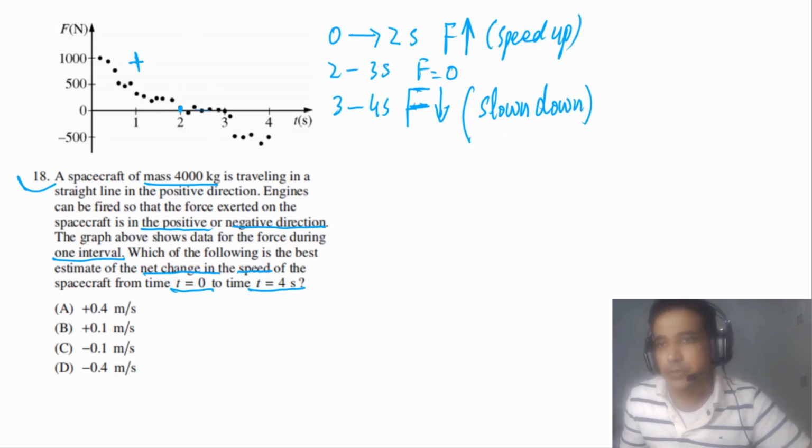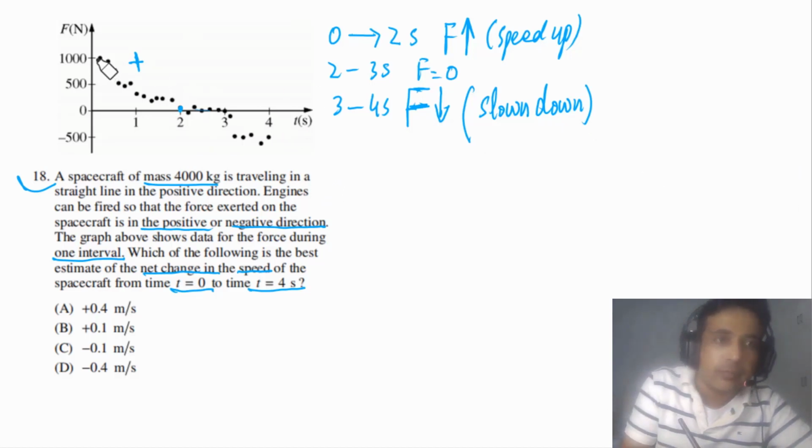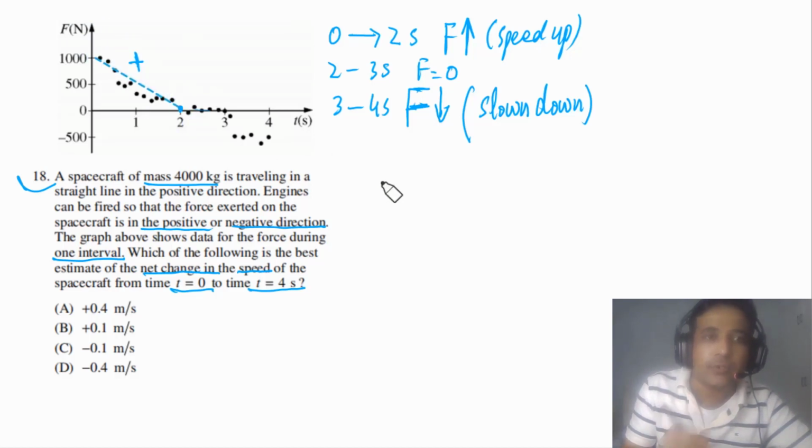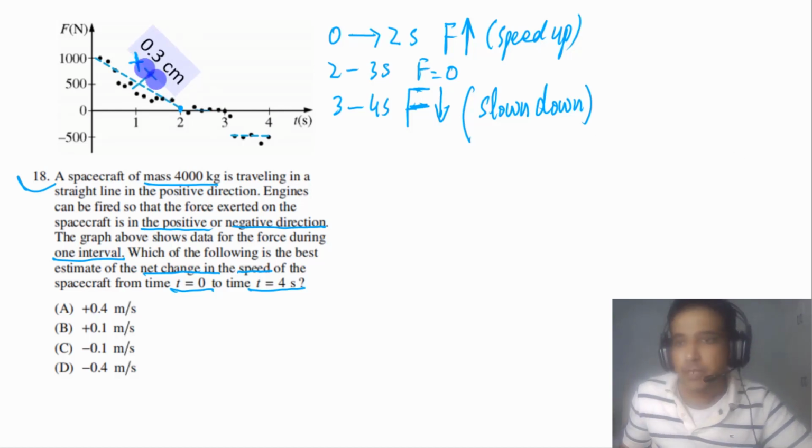So first of all, in this case we can draw the best fit line. So from here we can draw the best fit line. So our best estimate can be triangle, and here we can also draw the line. So we can draw a horizontal line. So this can be the best estimate for this interval of time. So we can calculate area, because area here is equal to change in momentum. So this area is equal to change in momentum.